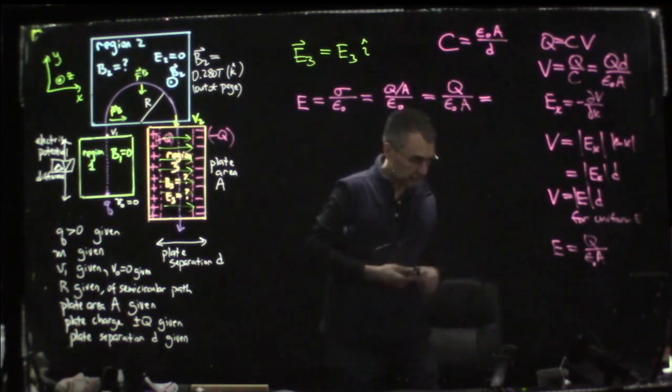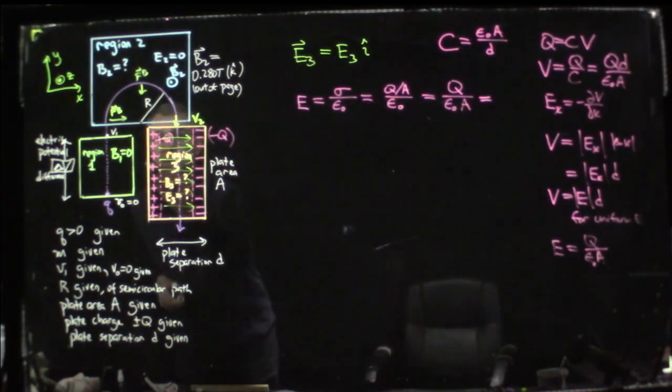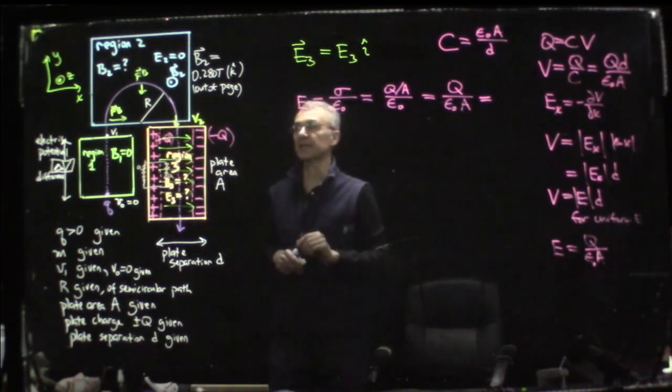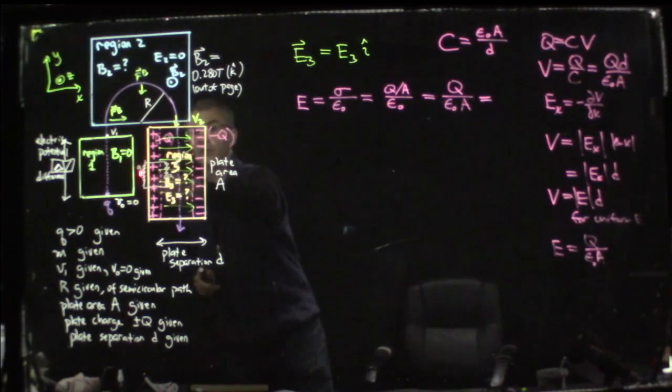You could also get it from Gauss's law. We could make a little Gauss's law surface here. I could make the area of this thing be little a, and I could make the area of this thing be little a. So the electric field is 0 over here outside of the capacitor, and the electric field lines are parallel to this surface, so that dot product in Gauss's law would be 0 here, and it's 0 here also.